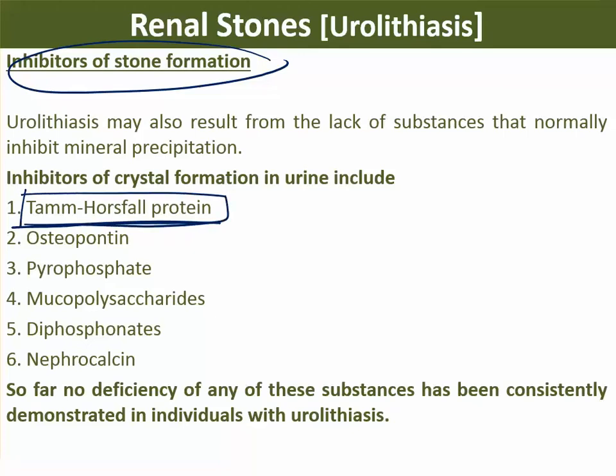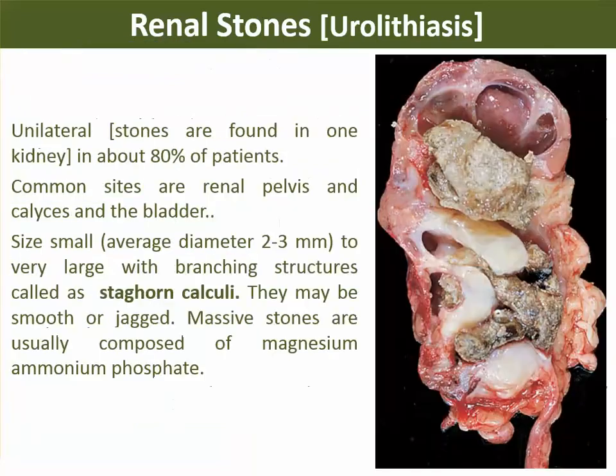This protein we also saw in acute tubular necrosis. So these proteins can come in the urine. That is seen as a proteinaceous cast in acute tubular necrosis. So any deficiency of these substances can lead to stone formation. So the stone may be very small size, like 2 to 3 millimeter, or it can be very large like this.